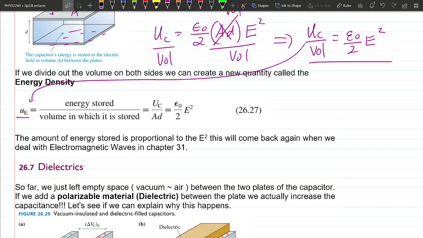Just remember that this equation is important: the energy in the capacitor is related to the electric field squared. That's the important thing, with some factors in front. This epsilon naught is just a number, 8.85 times 10 to the minus 12, and 2 is 2.